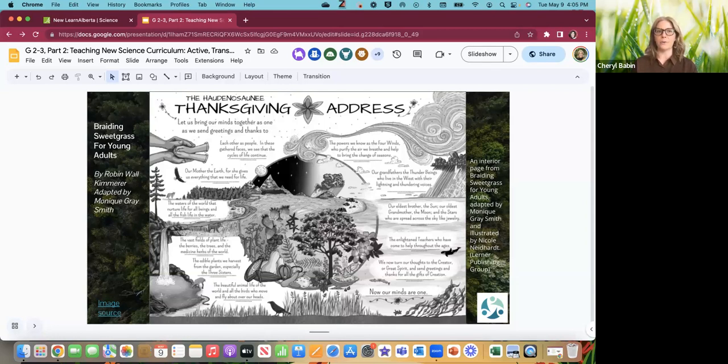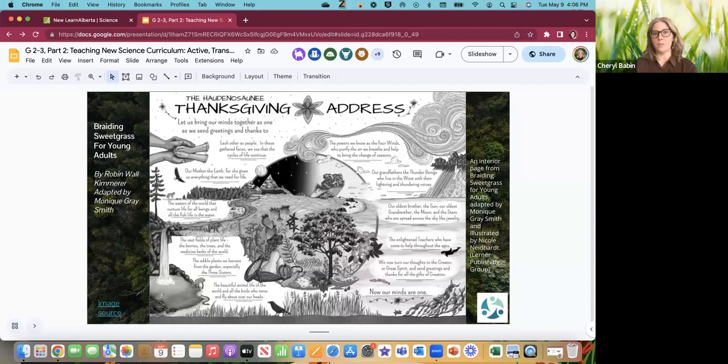Let us bring our minds together as one, as we send greetings and thanks to each other as people in these gathered faces. We see that the cycles of life continue. Thanks to our Mother Earth, for she gives us everything that we need for life. The waters of the world that nurture life for all beings and all of the fish life in the water. The vast fields of plant life, the berries, the trees, and the medicine herbs of the world. The edible plants that we harvest from the garden, especially the Three Sisters. The beautiful animal life of the world and the birds who move and fly above, over our heads.